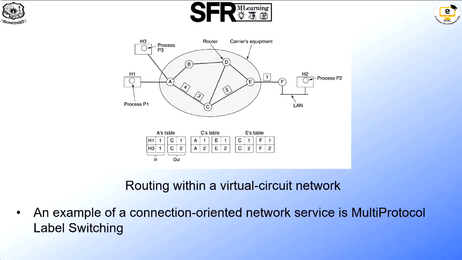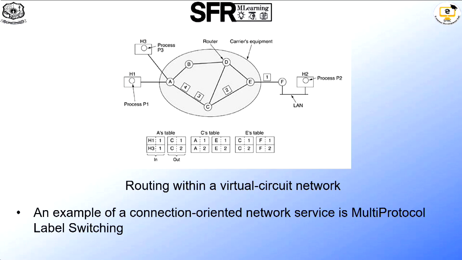Here is the diagram for routing within a virtual circuit network. Here the host H1 has established connection 1 with host H2. This connection is remembered as the first entry in each of the routing tables. The first line of A's table says that if a packet having connection identifier 1 comes from H1, it is to be sent to router C and given connection identifier 1. Similarly, the first entry at C routes the packet to E, also with connection identifier 1.